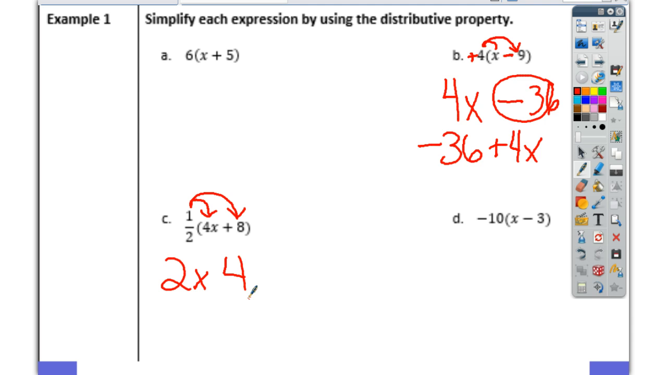Right, you have to have your sign in there. I can't just go 2x4. It's 2x, and a positive times a positive is a positive plus 4. So 2x plus 4. Hold up your answer for D.